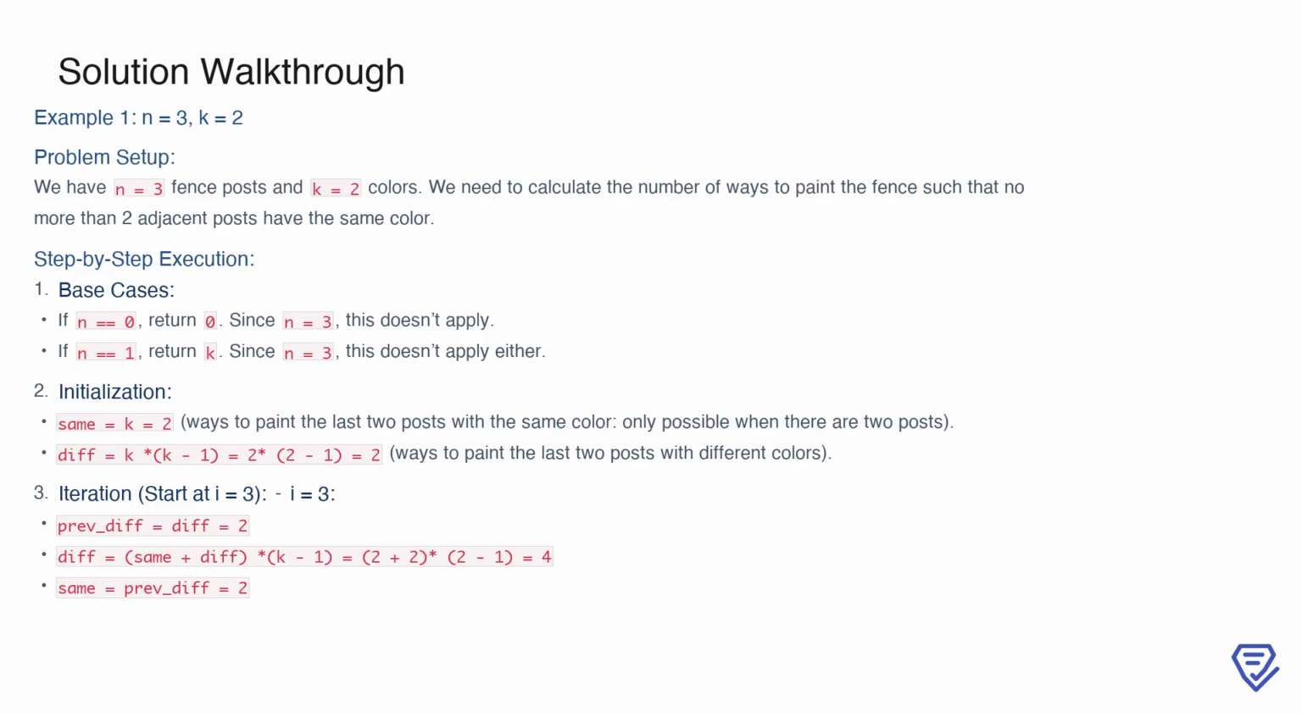Next, we initialize two variables. The variable same represents the number of ways to paint the last two posts with the same color, which is simply k, or 2 in this case. The variable diff represents the number of ways to paint the last two posts with different colors, calculated as k multiplied by k minus 1, which gives us 2. Now we begin iterating for i starting at 3. For i equal to 3, we first store the current diff value in prev_diff. Then, we calculate the new diff as the sum of same and diff, multiplied by k minus 1, which evaluates to 4. Finally, same is updated to the value of prev_diff, which is 2.